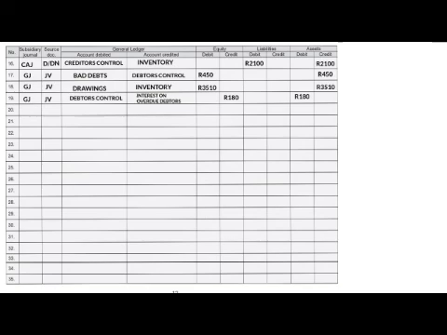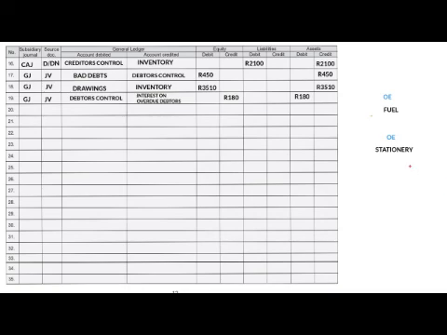Stationery to the value of 800 Rand, which was returned to a creditor, was accidentally posted to the account for fuel in the general ledger. Correct the error. So the two accounts involved are fuel and stationery. Both of these accounts are classified as owner's equity. Fuel will be debited to correct the error, and stationery will be credited.